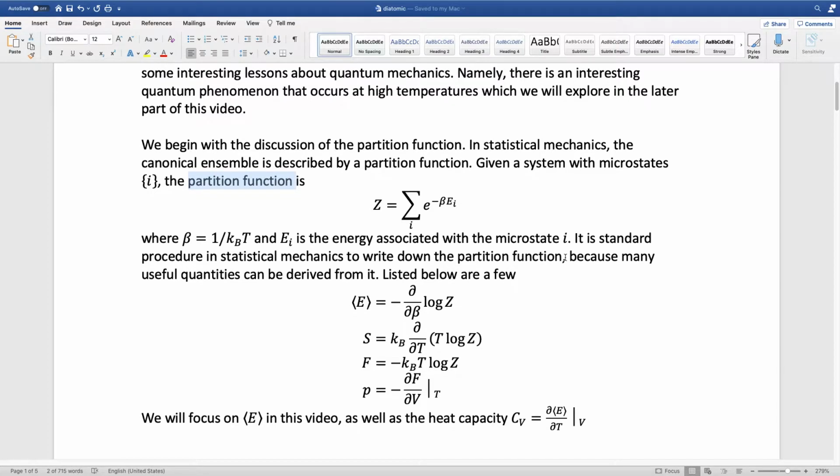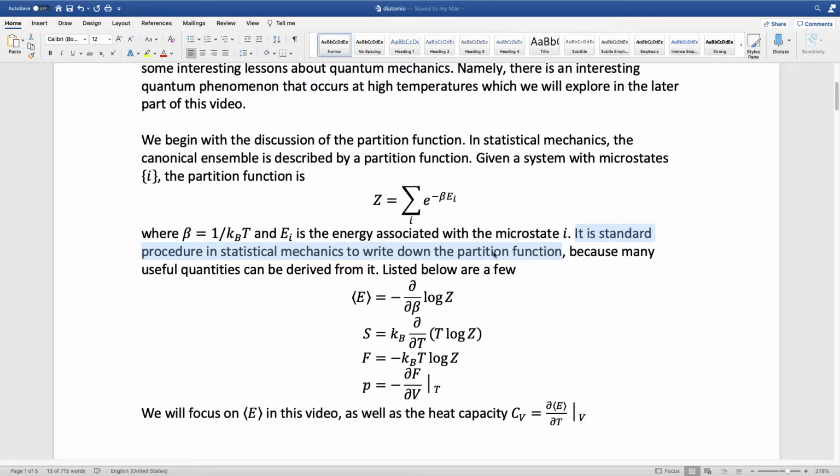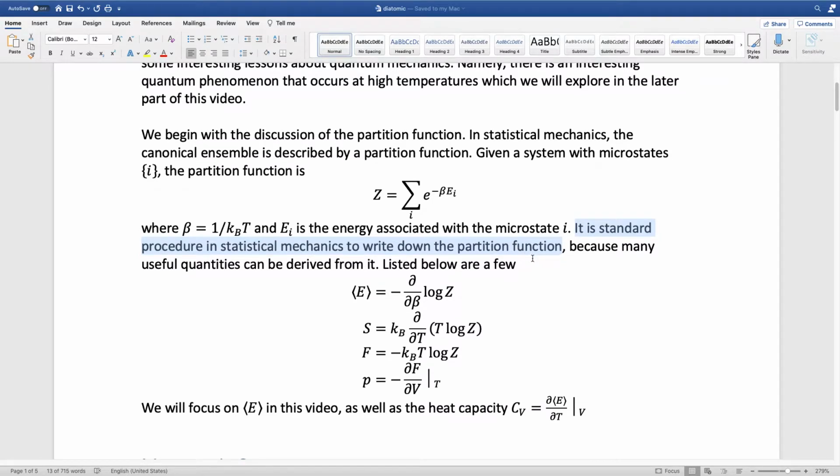It is standard procedure in statistical mechanics to write down the partition function, because many useful quantities can be derived from it. Listed are a few below. For instance, the average energy is given by the derivative of log Z, the log of the partition function, with respect to inverse temperature, and here are the equations for other quantities like entropy, Helmholtz free energy, and pressure.